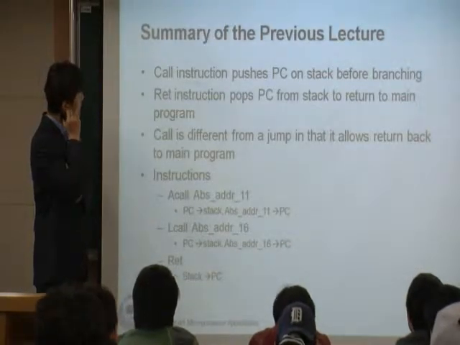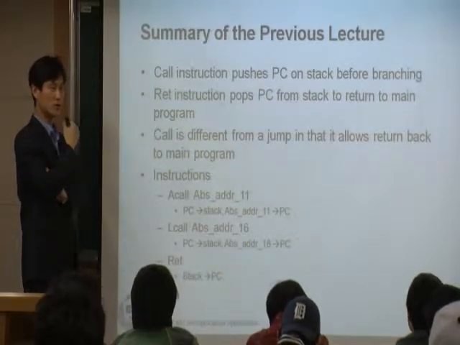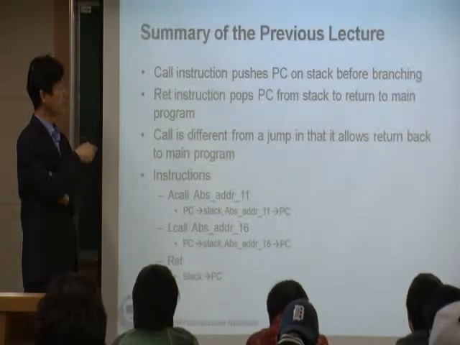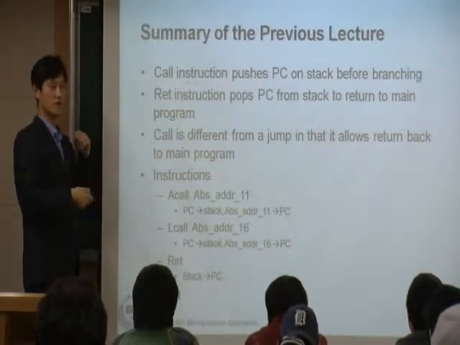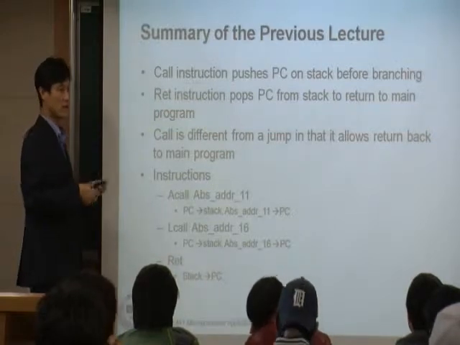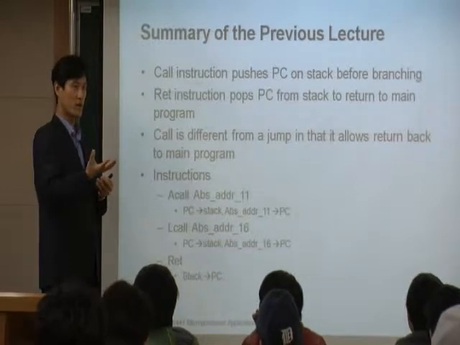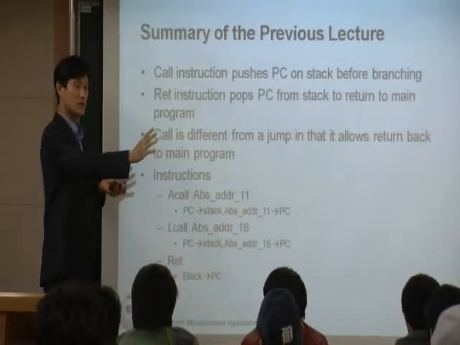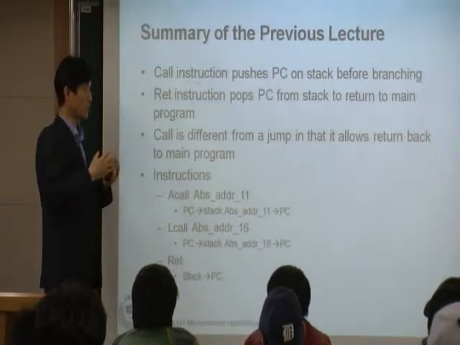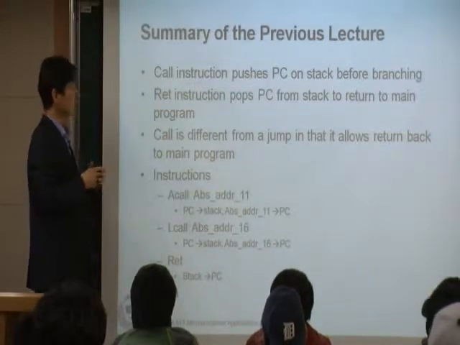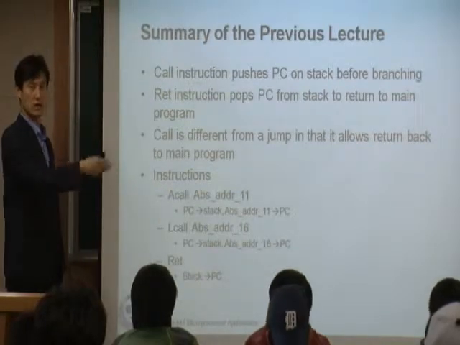Okay. Also, we learned another type of jump or flow control instruction called call and return. The difference between call and return and the previous jumps, the unconditional jump or conditional jump, is that with those you jump and that's it. Sometimes you jump when the condition is met, but once you jump, that's it.